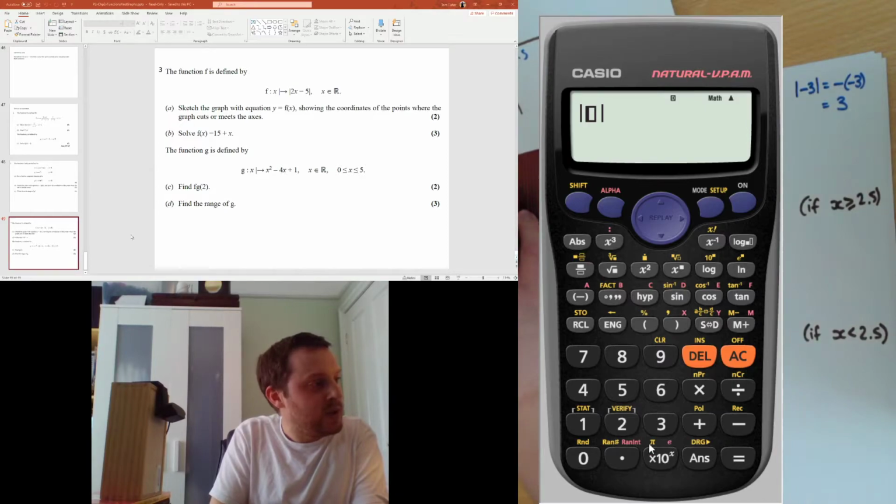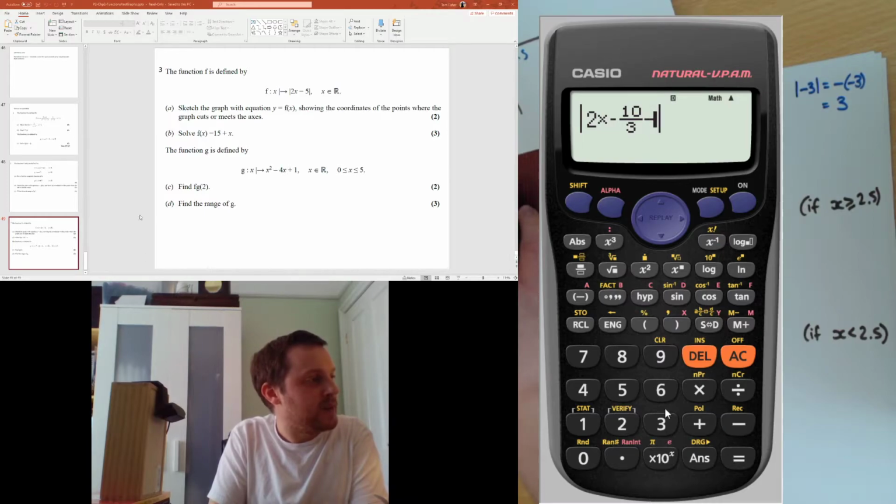I have to do 2 times minus 10 thirds, and then take away 5. So the question is, and this one won't necessarily be instantly obvious, if I do 15 add minus 10/3, do I get the same answer? I mean, it looks like I will. Yeah, there you go. So we've checked it. That's how you would do that.